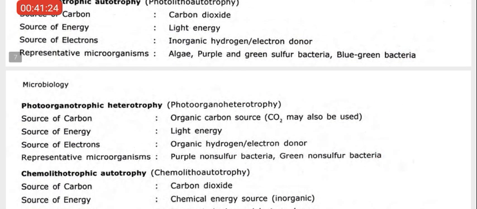Then photoorganotrophic heterotrophy. Photoorganoheterotrophy. Source of carbon, organic carbon source, CO2 may also be used. Source of energy, light energy; source of electrons, organic hydrogen electron donor. Representative microorganisms: purple non-sulfur bacteria, green non-sulfur bacteria.